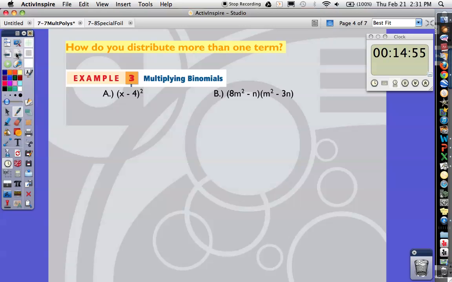Second part of your notes, guys, example 3. This is something that some of you I know have learned before because we've talked about this and you've mentioned it. How do you distribute more than one term? For A, you have x minus 4 squared.